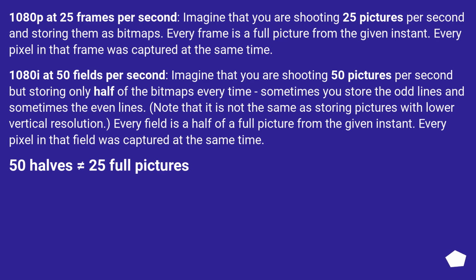1080i at 50 fields per second: imagine that you are shooting 50 pictures per second but storing only half of the bitmaps every time. Sometimes you store the odd lines and sometimes the even lines. Note that it is not the same as storing pictures with lower vertical resolution. Every field is a half of a full picture from the given instant. Every pixel in that field was captured at the same time. 50 halves does not equal 25 full pictures.